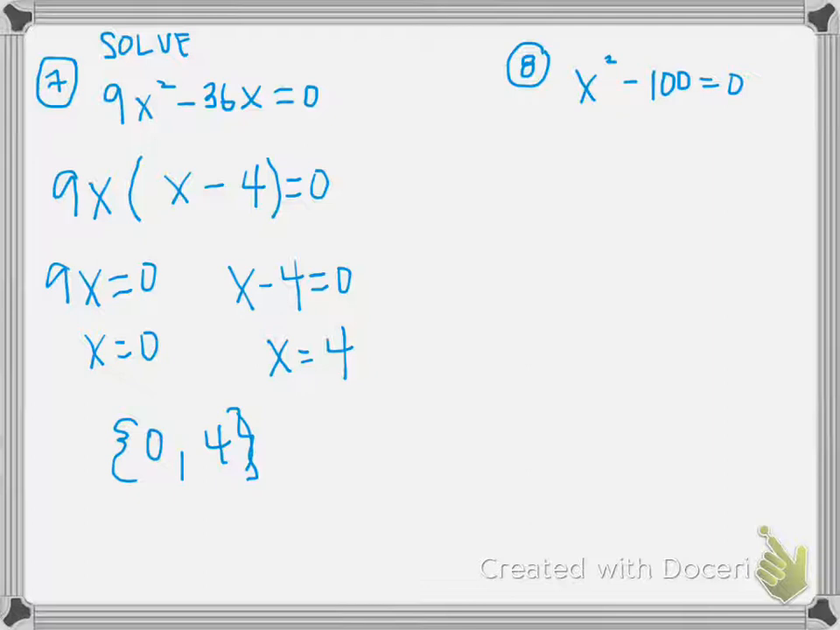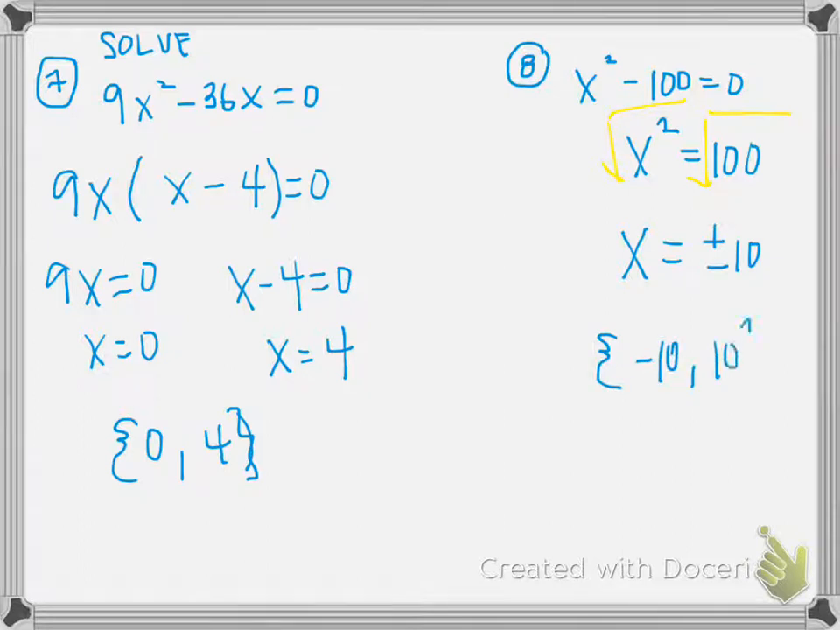Alright, what about this next one? Number 8 here. I could solve this one by taking the square root, because it's x squared and your c term. So that means I can move my negative 10 to the other side and make it a positive 100. And then I can take the square root of both sides. So x here is going to be equal to a positive and a negative 10.